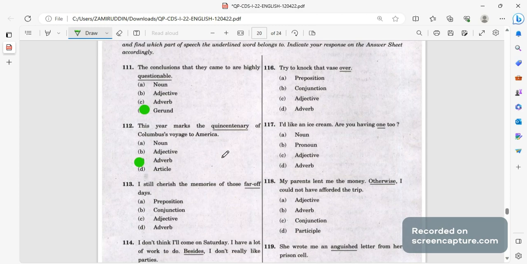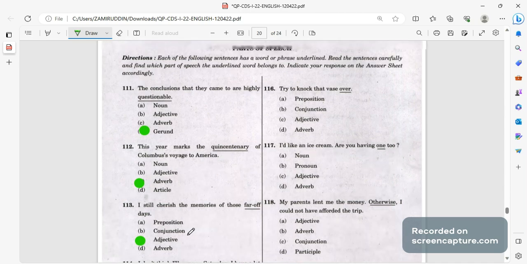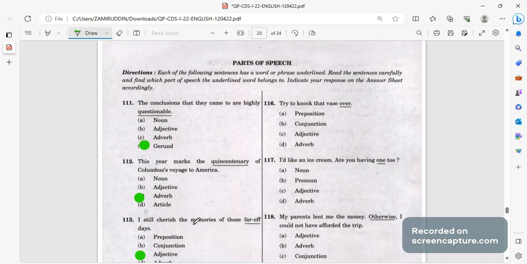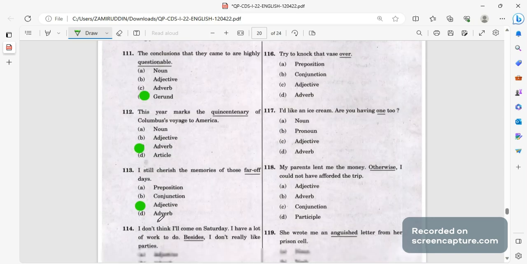So let me explain to you guys. The conclusions that they came to are highly questionable. तो वो बहुत ही ज़्यादा highly questionable है. So questionable is a gerund here. You must understand questionable is not a noun, neither is it highlighting any adjective kind of quality, and neither are we using conclusion as an adverb. Verb भी use नहीं है तो उसका adverb भी ये नहीं है. Gerund will be the right answer.